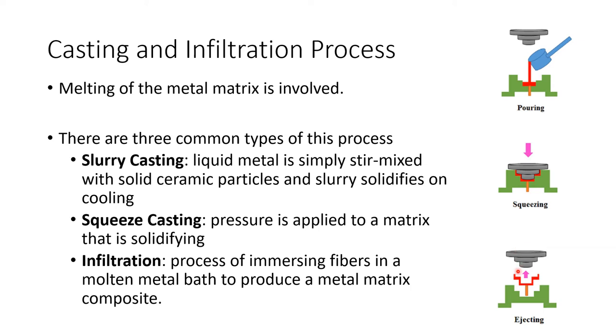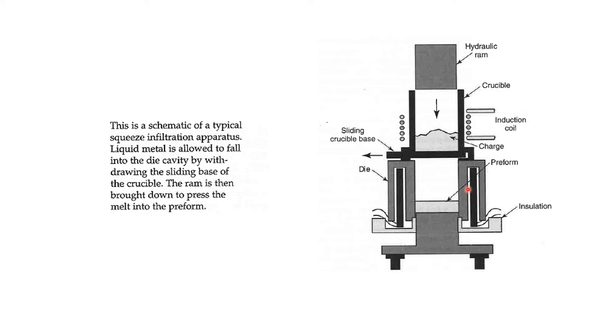Okay, so trying to imagine these things. That's not infiltration, that's just showing you the squeeze casting from the beginning. So squeeze casting, first step, second step, and then the mold comes off, yeah? So the third step. This cartoon shows the steps for this one. Okay, here is a textbook diagram, a black and white diagram of the same thing. So this is a typical squeeze infiltration apparatus, or instrument, or machine. The liquid metal is allowed to fall into the die cavity by withdrawing the sliding base on your crucible. And then the ram is brought down to press the melt into the preform. Yeah, the preform is your product.